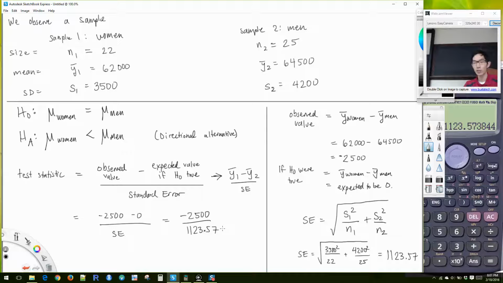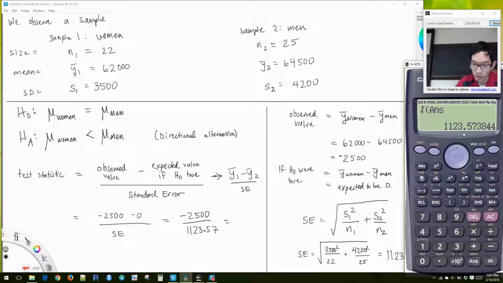Just want to pause for a minute here and make sure everybody's okay with everything I've done so far. We've set up our hypotheses. We're calculating out our test statistic. So on the calculator, I'm going to type in negative 2,500 divided by this value, and my answer, I get negative 2.22.